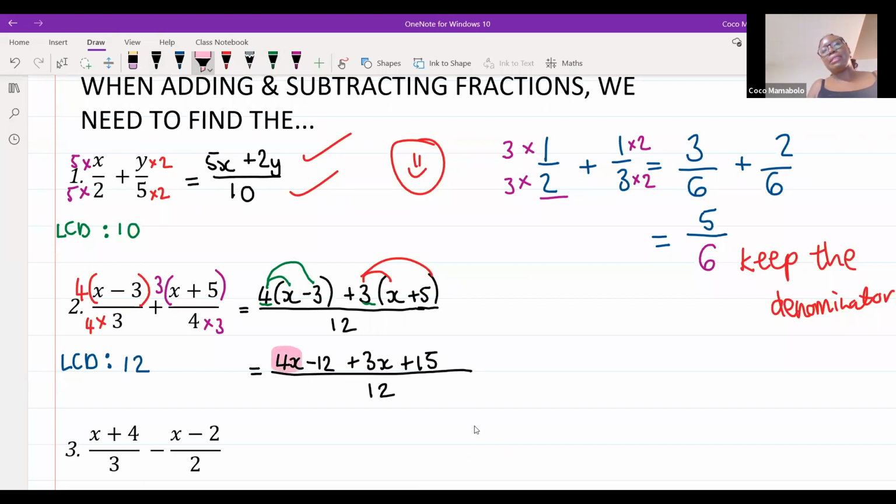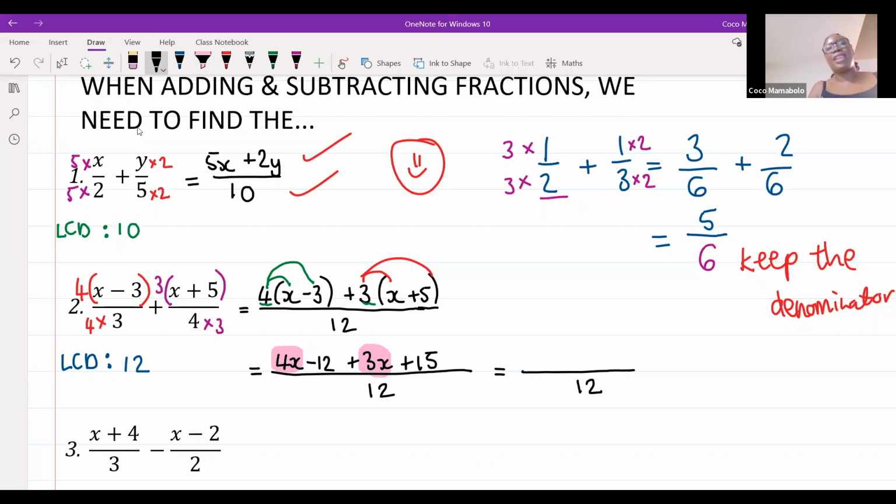Think x, very little. There, 4x and 3x. They're the same. They are like terms. So we're going to take them and add them together, right? So I'm going to get, remember, don't lose my denominator. We must keep on with our denominator. There we go. 12.